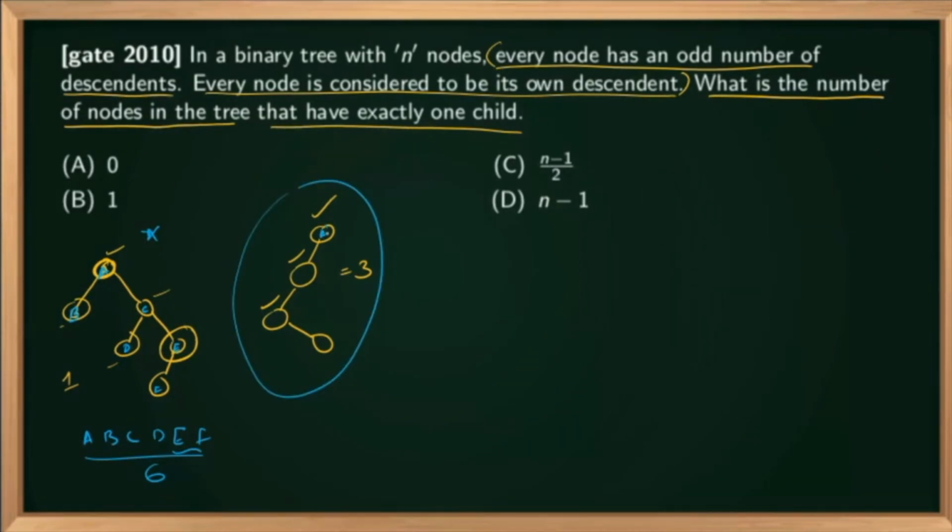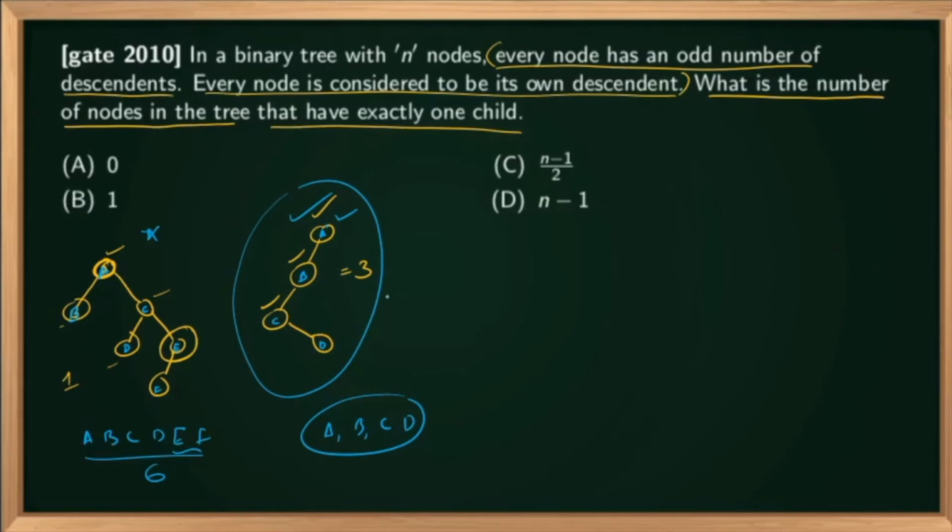If this is A, this is B, this is C, and this is D, the descendants of A are A, B, C, D. That's again an even number. So this is also not a valid tree for our example. So we have to find a tree first.